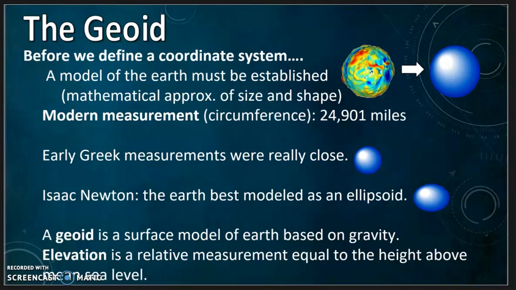The need to measure elevation resulted in the development of additional models of Earth. Elevation is a relative measurement equal to the height above mean sea level. Because elevation is relative to mean sea level, changes in the mean sea level result in changes of elevation. Accurate vertical measurements such as elevation require a different model of Earth called a geoid. A geoid is a surface model of Earth based on gravity. No land masses exist on the geoid surface model, and mean sea level covers the entire planet. Places where gravity is stronger or weaker change mean sea level, creating an undulating shape.